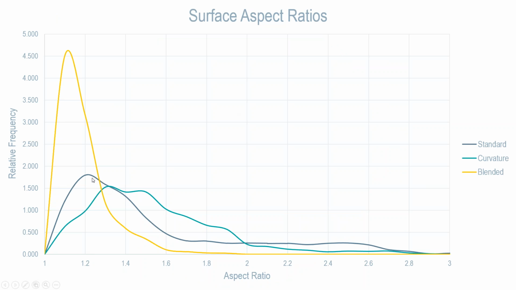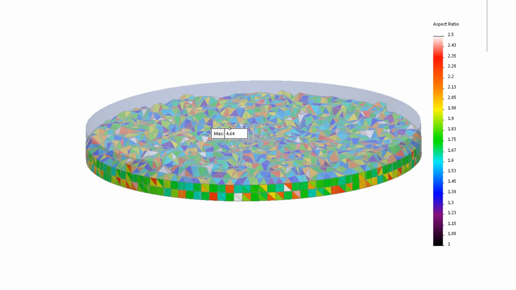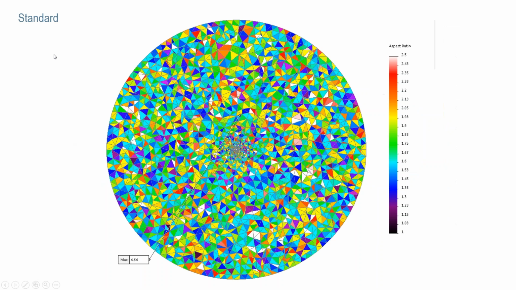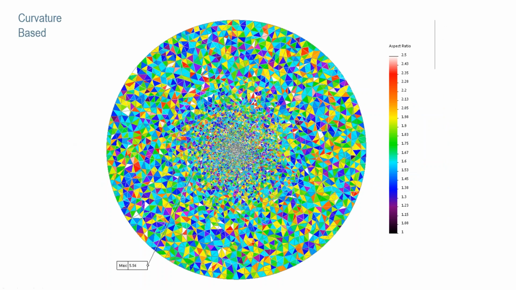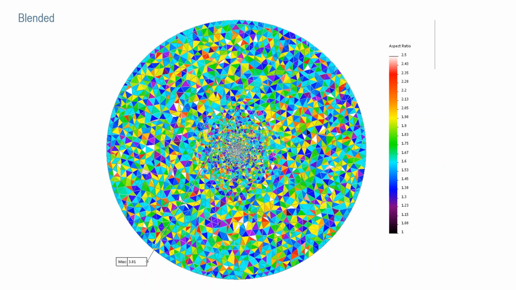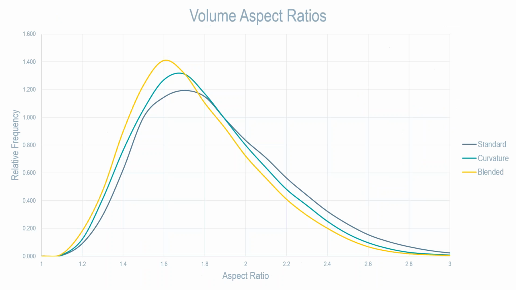They're comparable. Now, looking internally, if we look volumetrically, this difference seems to be on the surface only. I'm using the new mesh sectioning tool to be able to see inside and see the mesh inside of the cylindrical body. Here's the standard mesh, here's the curvature-based mesh, and here's the blended one. They all look pretty similar, very noisy information. And if I do that same kind of graphical comparison of the volume aspect ratios, the blended is on par with the other two.